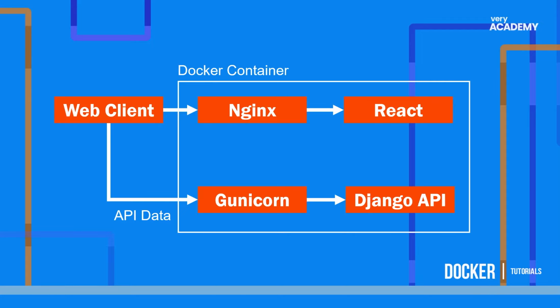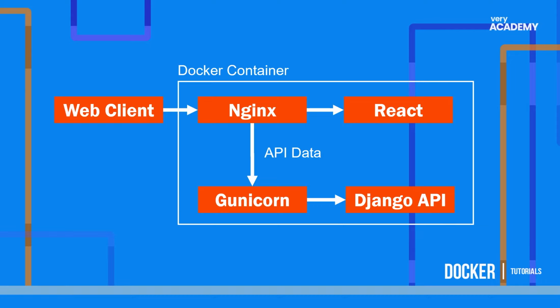I've tried to make this tutorial progressive. So first of all, we'll go for this setup here. Our web client, being our browser, will access React through the Nginx server. So that's how React will then be served back to the web client. And then from that point, React, being on the web client, can access the API data through gunicorn over to our Django API service. And that's the first setup that we're going to aim for.